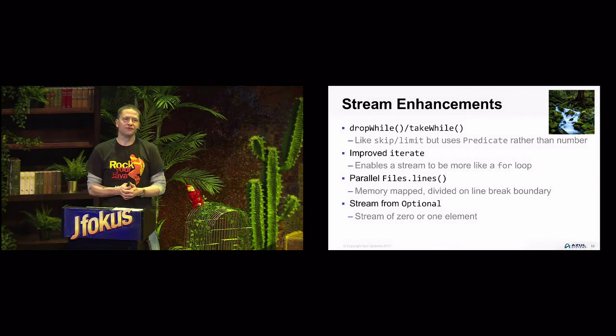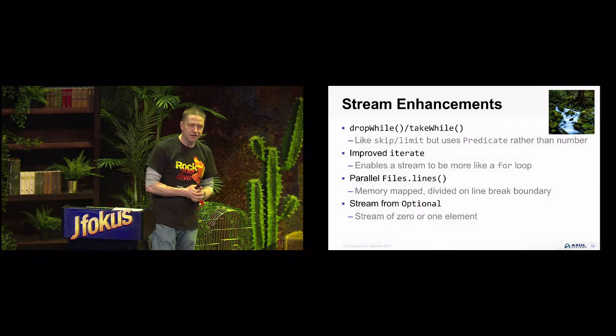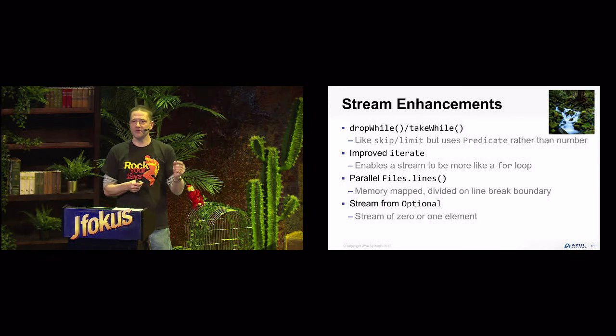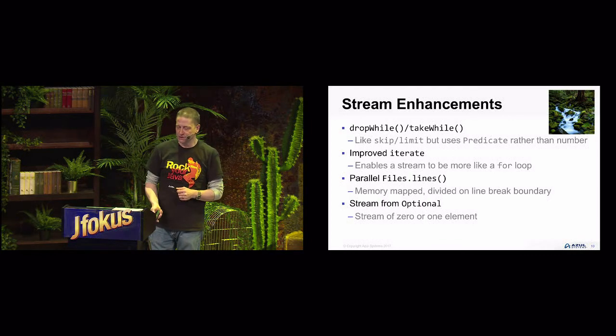Optional has a couple of new methods. One of those is the idea of being able to produce a stream from an optional. So you get a stream of either 0 or 1 element, depending on whether you've got a null pointer or a valid reference.